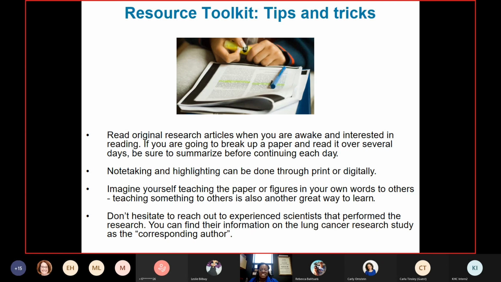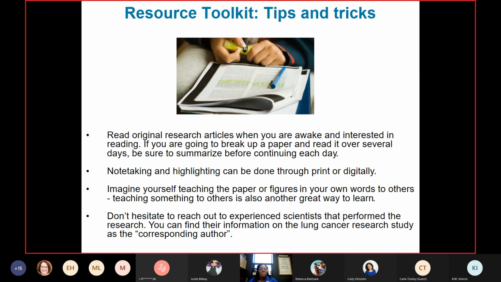It's kind of like writing. Just like people use the Pomodoro method, where they write for 15 minutes and then take a break, you can do the same thing with reading papers. Some people read papers at a certain time of day, right? If you are going to break up a paper and read it over several days, make sure you summarize before continuing on the next day. Note taking and highlighting can be done in print or digitally. In the image I'm showing here, many people print the paper out and write on it, and that helps, but they do the same thing with PDF versions.